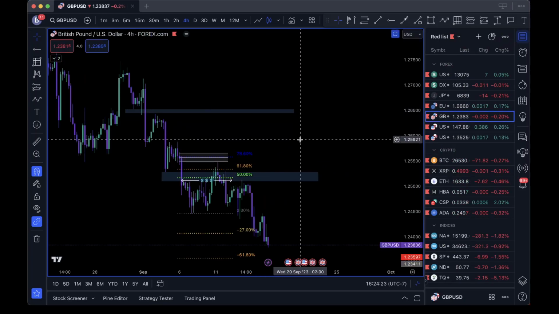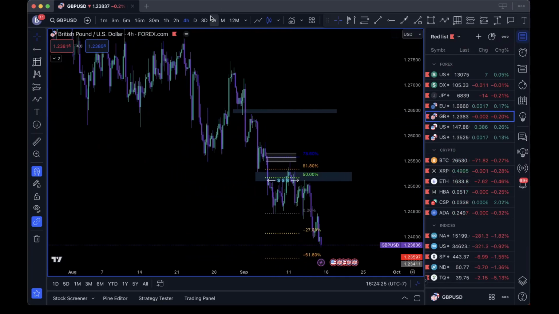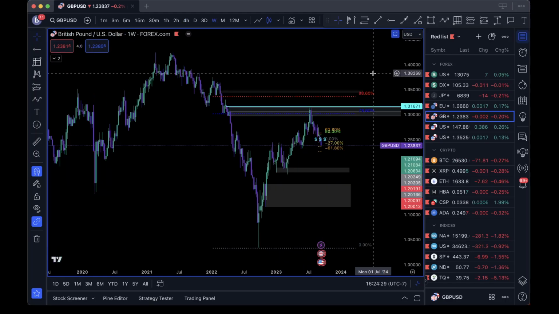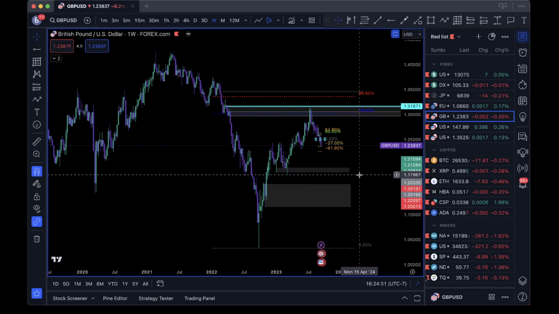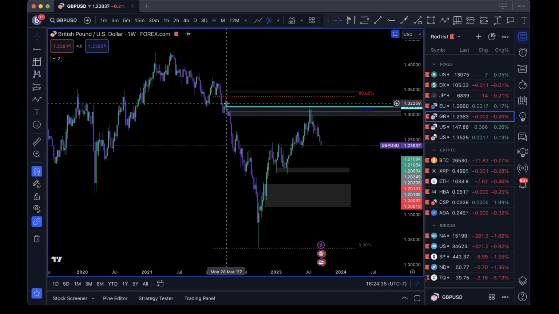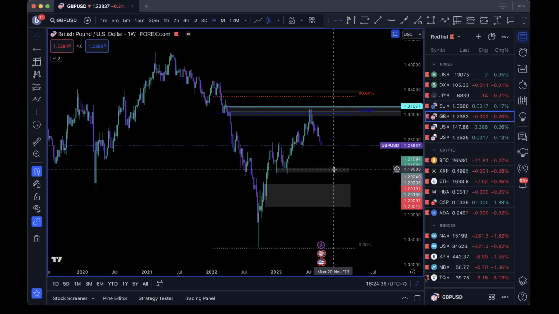GBP USD. Again, I don't trade GBP USD. But let's just do this exercise again, right? I'm going to go out to the weekly. I'm going to leave this weekly. I'm just going to delete everything here. Cool, right? Price came up into the 7.8. This is OTE. Pulled back really hard.